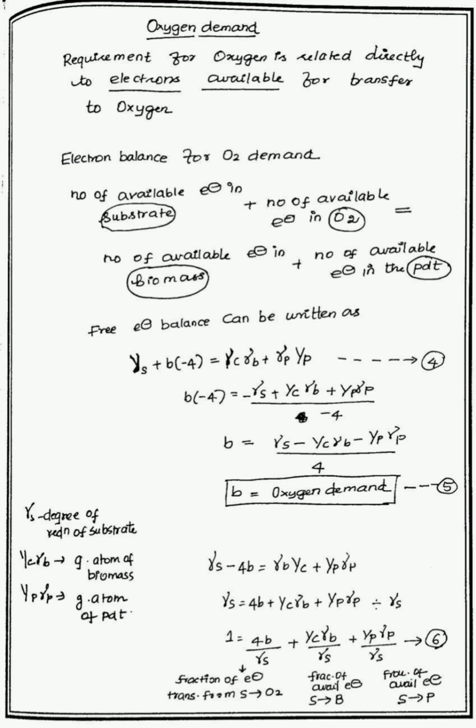Now you concentrate on the equation, how the electron balance can be written. The first one is gamma S, that is the degree of reduction value of your substrate, and next is the B of 4, that is your oxygen value.